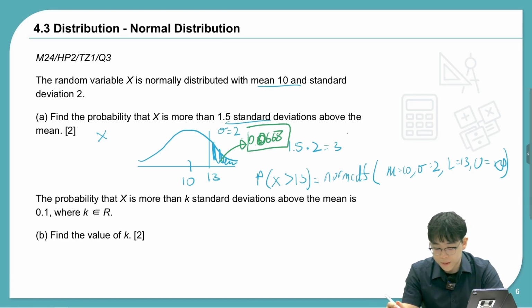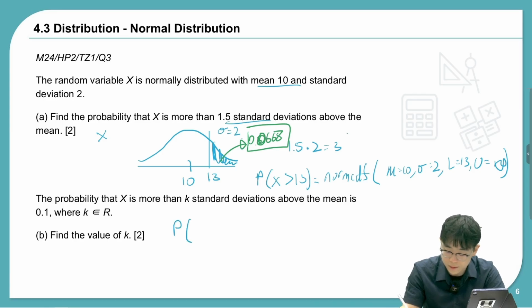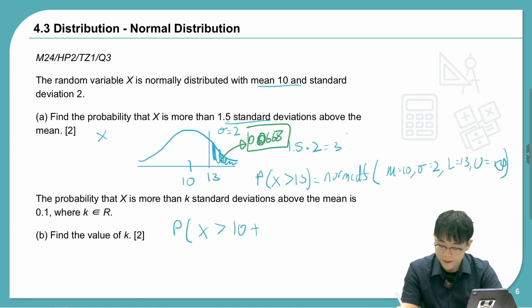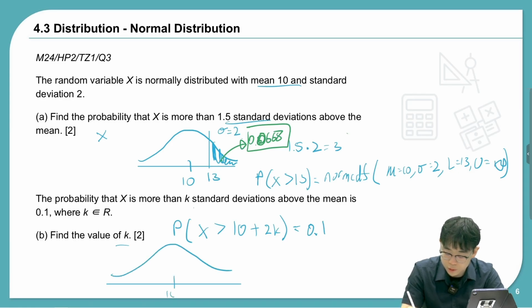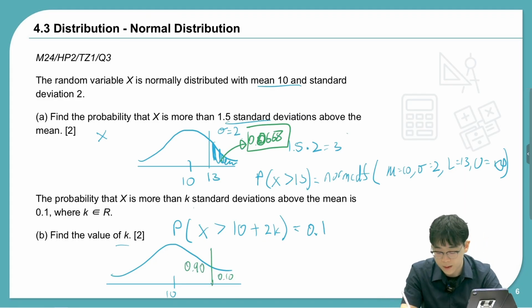And then let's do part B. The probability that x is k standard deviations above the mean. In this case, we're given the probability. So the probability that x is greater than the mean, which was 10, by k standard deviations, so that would be 2k, is given to be 0.1. So we want to find the value of k. If you were to sketch the same normal distribution, we would have the right tail being 0.10, so the left area is 0.90. And this value is going to be 10 plus 2k.